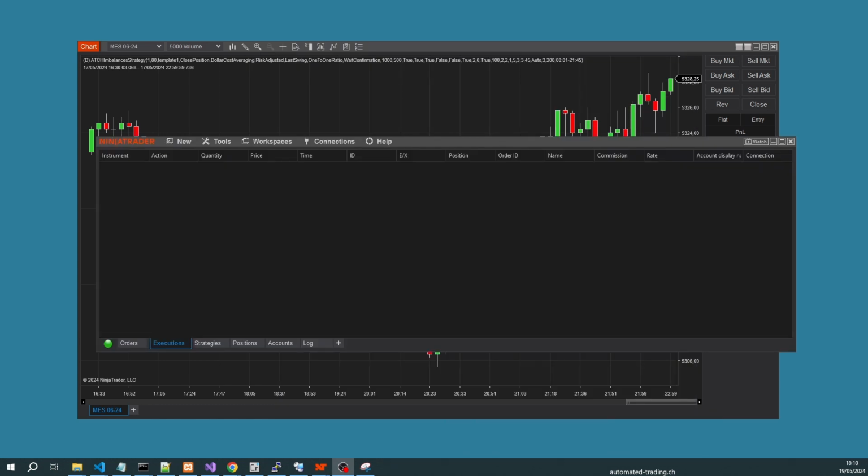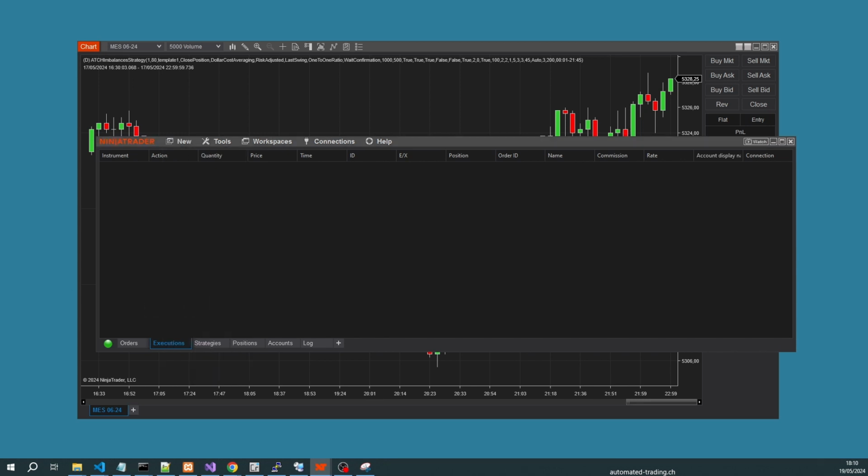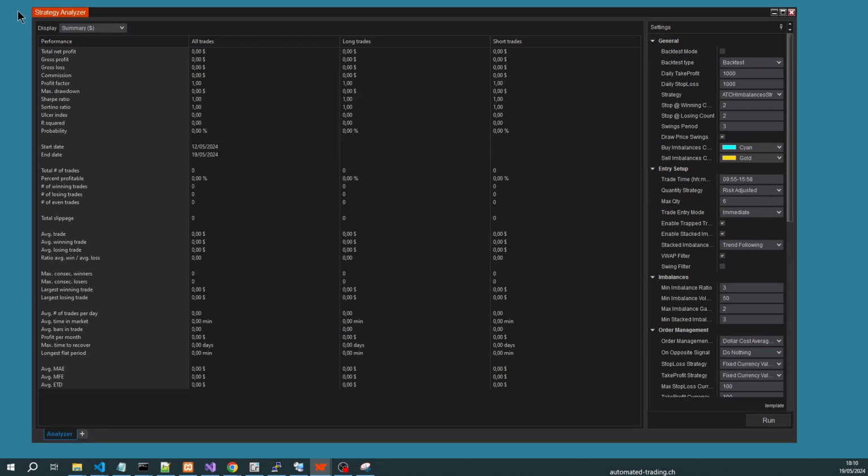Okay, so in this section, I will show you how you can do a backtest on the strategy analyzer tool on NinjaTrader. So for that, you go to New, and you select the strategy analyzer, and it will open this window, strategy analyzer, and in this tool you can select the strategy. Of course, you can select different tasks. The first task is backtest or optimization, and these are the two that we're going to concentrate on today.